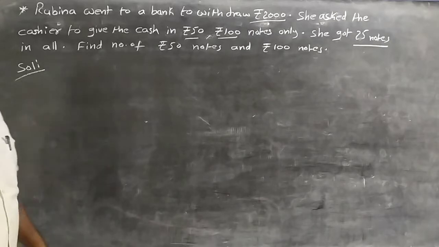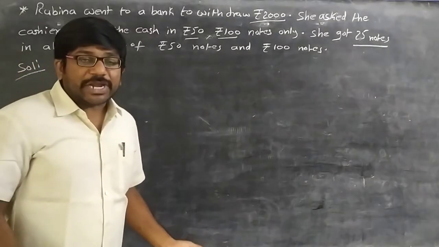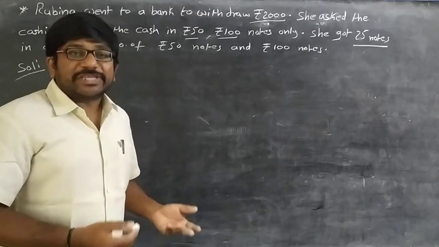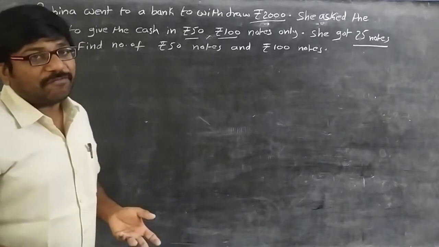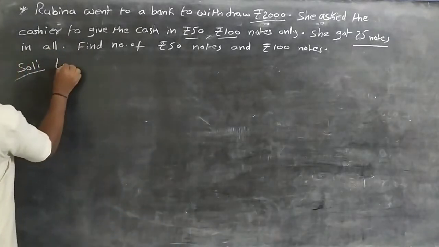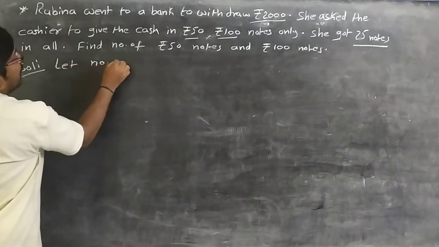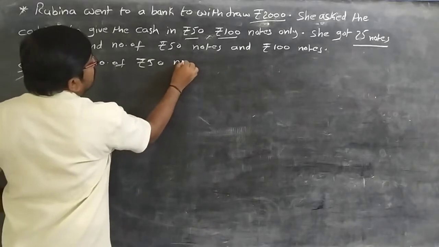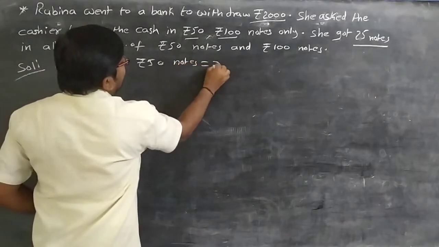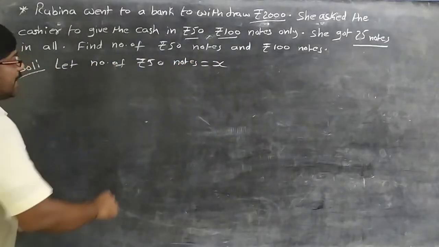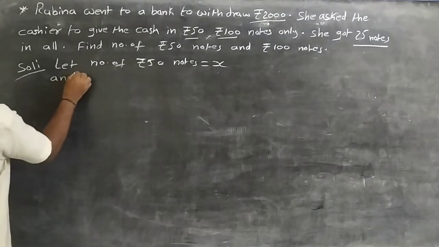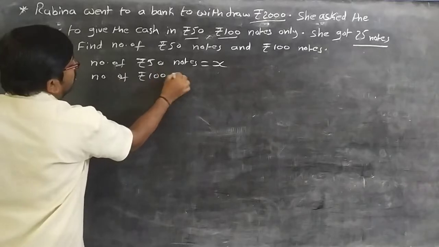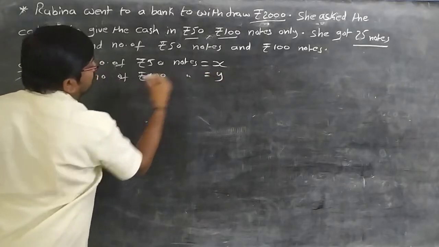First of all, here we don't know the number of 50 rupee notes and the number of 100 rupee notes. So let the number of 50 rupee notes be x, and the number of 100 rupee notes be y, right?